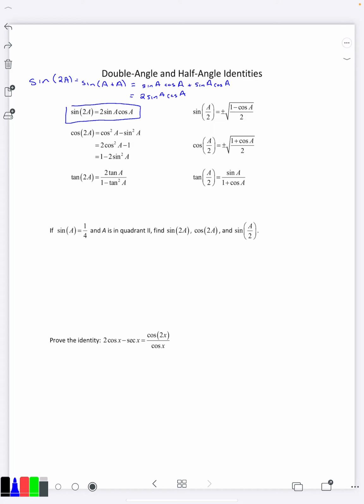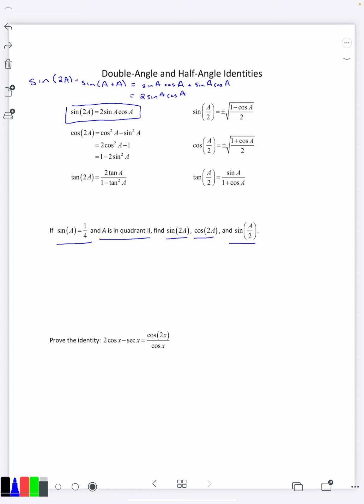So this first problem here, we say that a is some angle, that the sine of that angle gets you 1/4. And we know that the angle A is in quadrant 2. And now I want to find what is sine of 2 times a, cosine of 2 times a, and sine of a over 2. Now we don't know what the actual angle A is, so we can't really figure out how to do the sine of 2 times the angle, cosine of 2 times the angle. We have to use identities to get the answer.